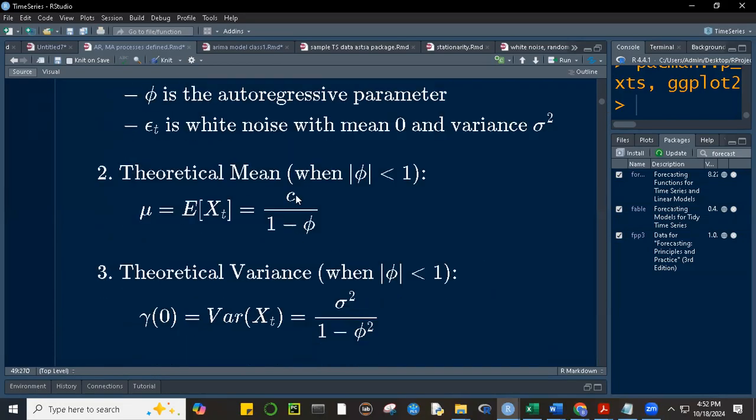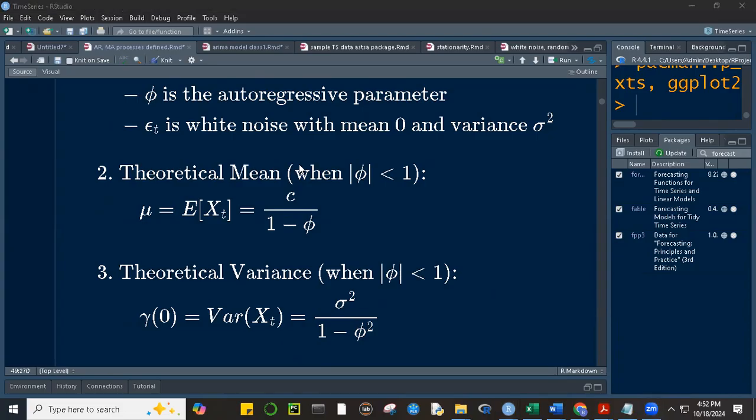Now, ito, class, balik tayo dito. Merong theoretical mean dito. Yung theoretical mean, class, it's the long run average. Okay? Theoretical mean, and it has a formula. Diba? So C over 1 minus phi. Okay, so kung walang intercept, class, kung walang constant, kung 0 siya, then magiging 0 to. So walang theoretical mean, walang long run average.